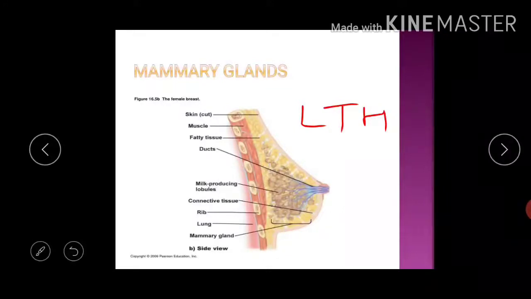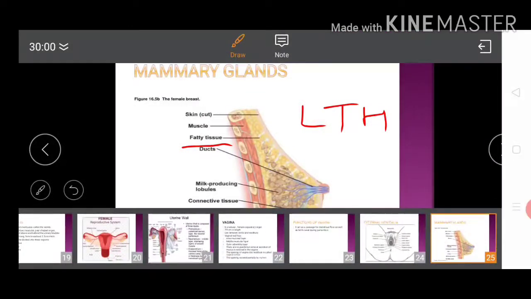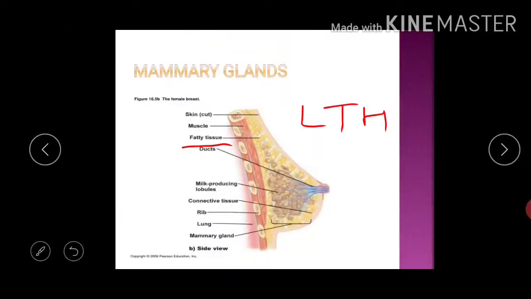Here the lactiferous ducts are present, which are also known as milk producing ducts. Here the alveolar glands are present that secrete the milk, which is stored in the lumen of these alveoli.